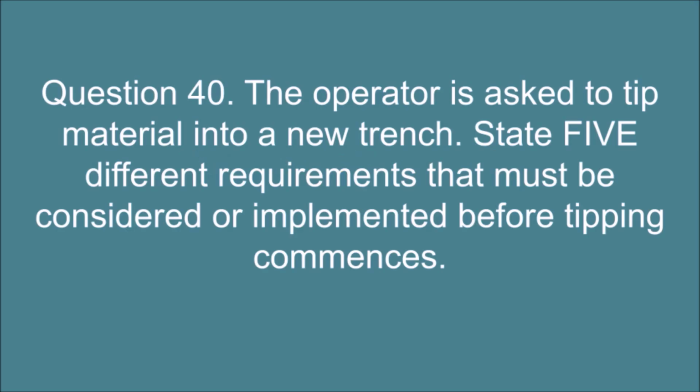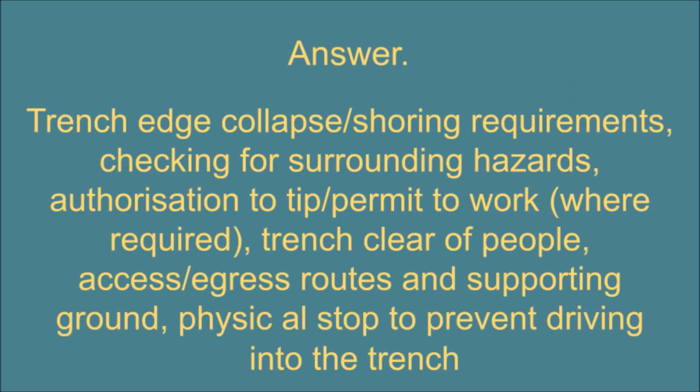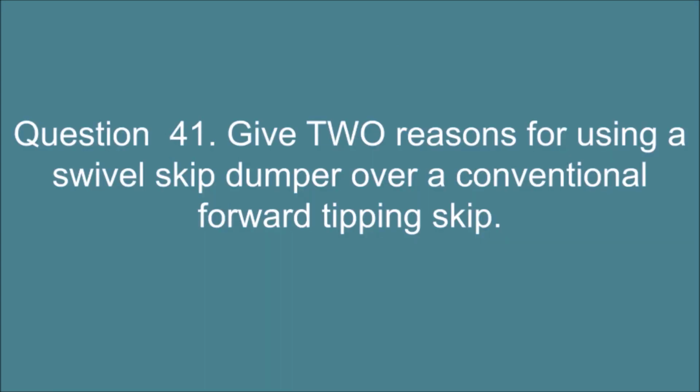Question 40. The operator is asked to tip material into a new trench. State 5 different requirements that must be considered or implemented before tipping commences. Answer: trench edge collapse shoring requirements, checking for surrounding hazards, authorization to tip, permit to work where required, trench clear of people, access and egress routes and supporting ground, and stop blocks to prevent driving into the trench. Question 41.